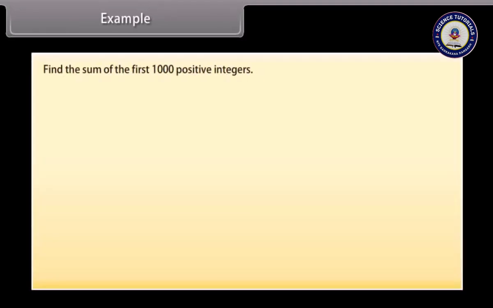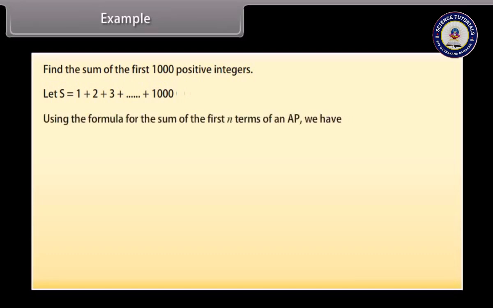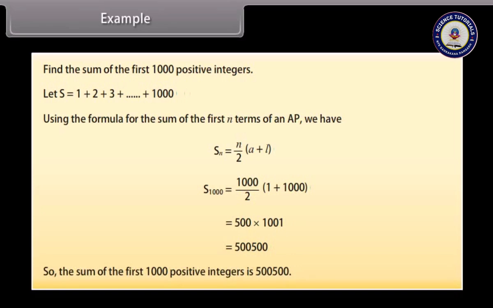Find the sum of the first 1000 positive integers. Let S is equal to 1 plus 2 plus 3 plus so on plus 1000. Using the formula for the sum of the first n terms of an AP, we have Sn is equal to n upon 2 into A plus L. Substituting the value of n, we get S1000 is equal to 1000 upon 2 into 1 plus 1000. This is equal to 500 into 1001, which becomes 500500. So the sum of the first 1000 positive integers is 500500.